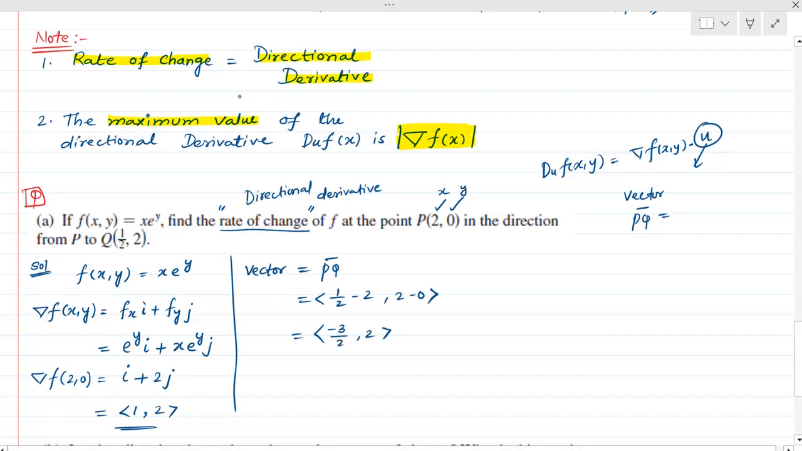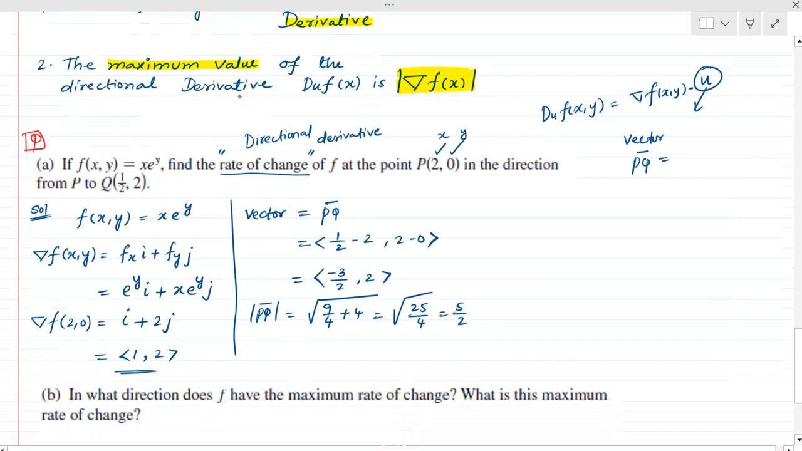When you take the absolute value, this is the magnitude of this vector. So what is the magnitude of this? The square root of 9 over 4 plus 4, which is equal to the square root of 9 plus 16, which is 25 over 4, which is equal to 5 over 2. So this is the value.